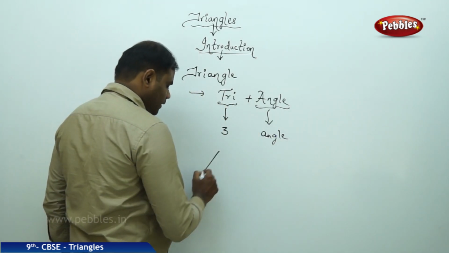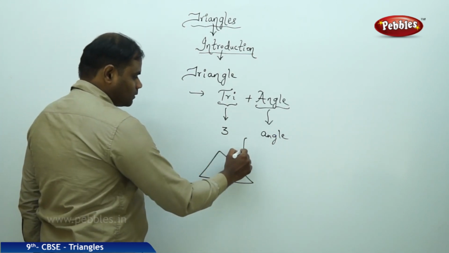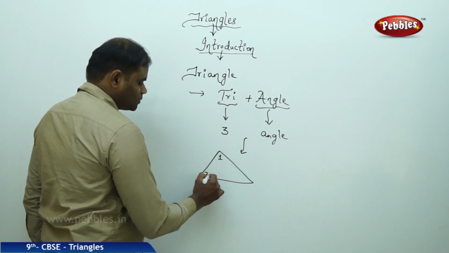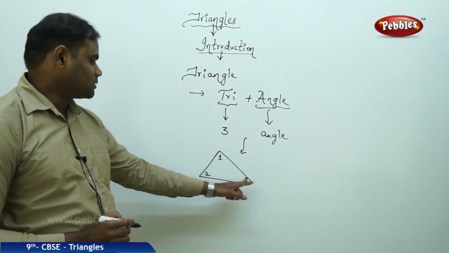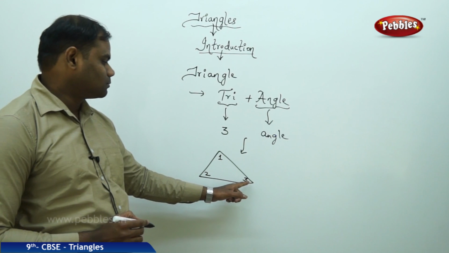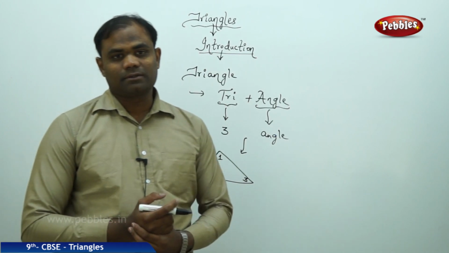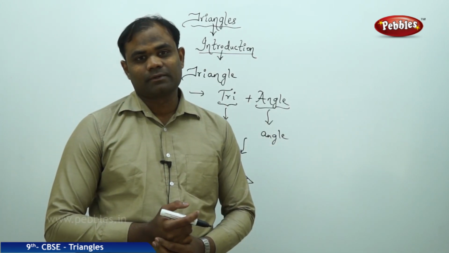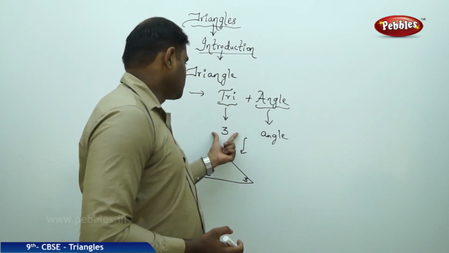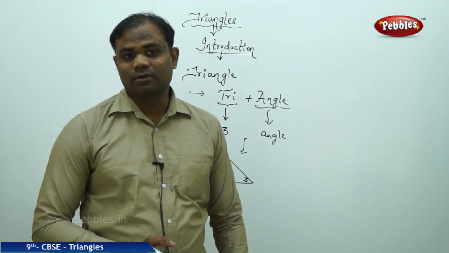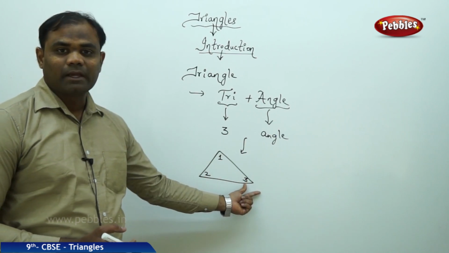As we see, a triangle looks in the shape of this. It has 3 angles, angle 1, angle 2 and angle 3. So a triangle has 3 angles. A figure which involves 3 angles is what is called a triangle and looks in this shape: angle 1, angle 2, angle 3.